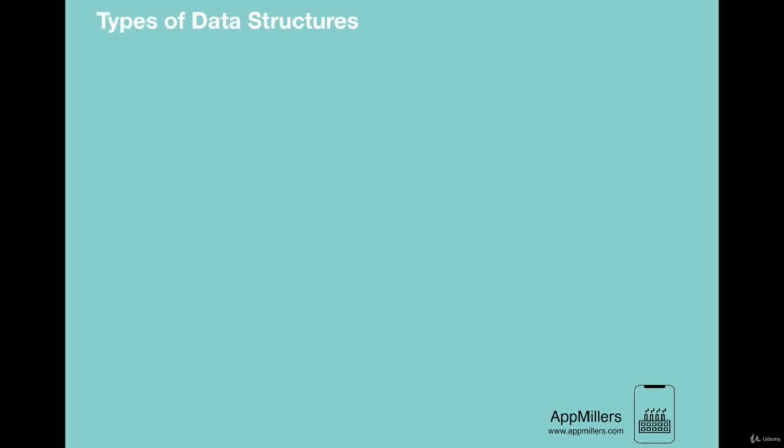Alright guys, so now we have learned what data structures are and how important they are for a software developer. Now in this video, let's see what different types of data structures we have. The data structures can be broadly grouped into two basic types, and that includes primitive data structures and non-primitive data structures.